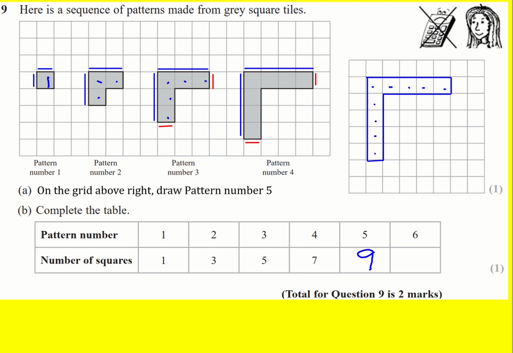So you can look at the pattern that you have just done and you can say, well, what's it going up in? It's going up in 2. So you're adding 2 each time. So therefore, I'm going to add 2 onto my 9. So if I add 2 onto my 9, I get 11. So even without the diagram for number 6, I know it's just going to be 2 squares more, so 11.